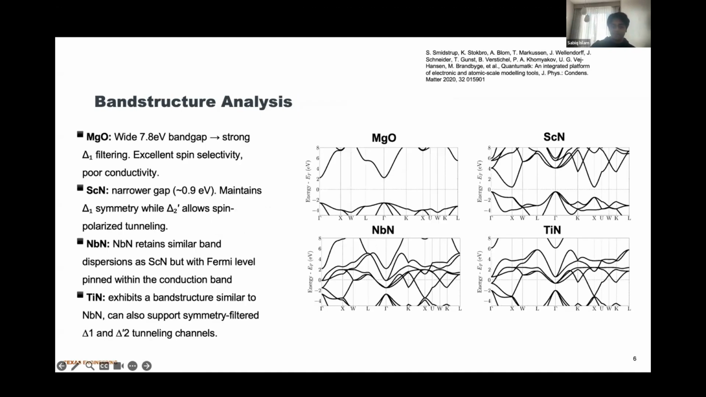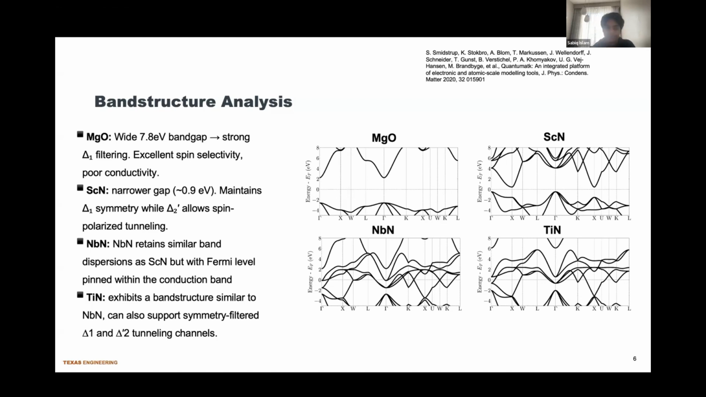So the first thing we did was examine the electronic structure. From our benchmark MgO here, we can see that from gamma to X, the delta 1 symmetry path is present. And when we look at scandium nitride from gamma to X, we see that the delta 1 symmetry path is down here, but we also see that it introduces this delta 2 prime symmetry path.